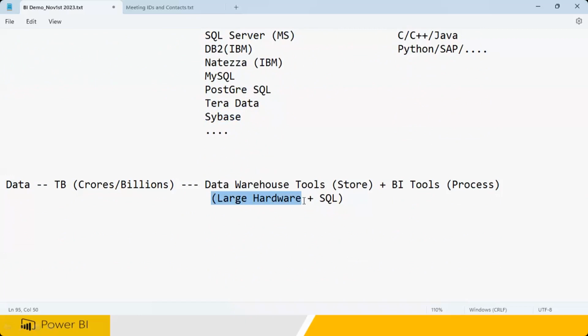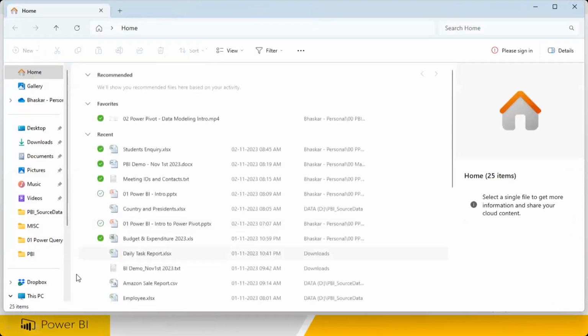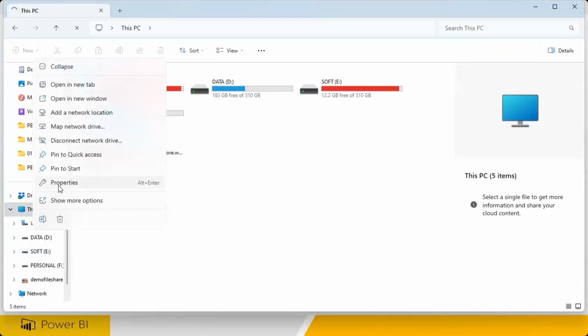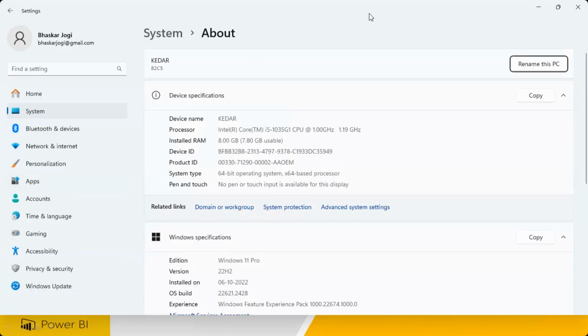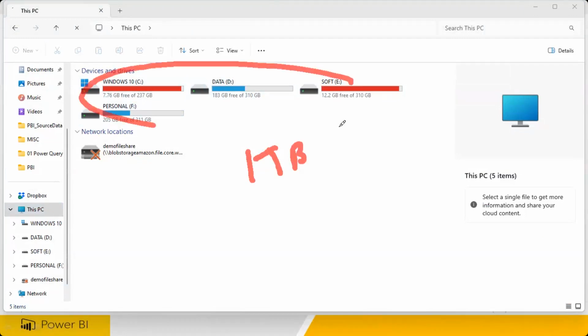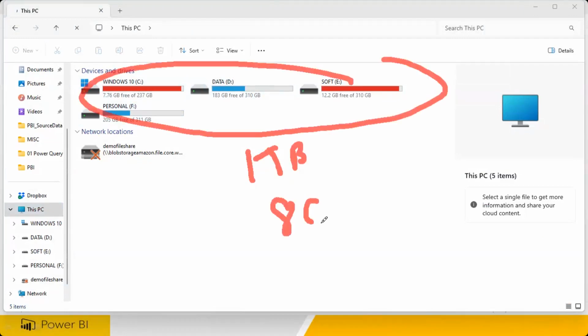For example, I will show you my laptop configuration. This PC, right click on this, go to properties. What is the configuration? My computer name is called Kadar, 8 GB RAM, i5 processor, Windows 11 I have. Clear? Now, what is the hard disk capacity I have? All the data is 1 terabyte of hard disk. All these drives. And 8 GB RAM I have. And i5 processor I have.